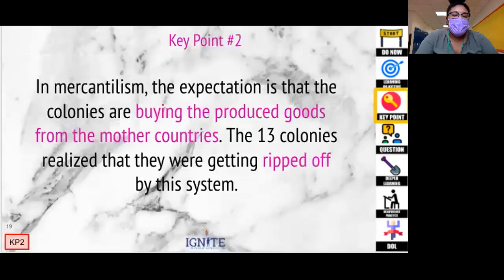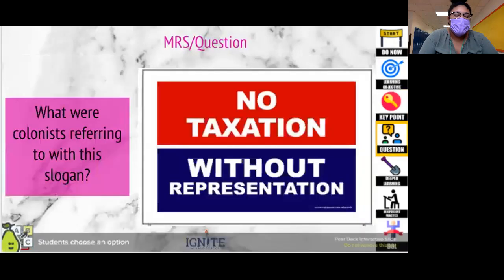Okay, next question for you. What were colonists referring to with this slogan? No taxation without representation. What were colonists referring to? Your response should be something like the colonists were referring to paying taxes to Great Britain without having a voice in British government.